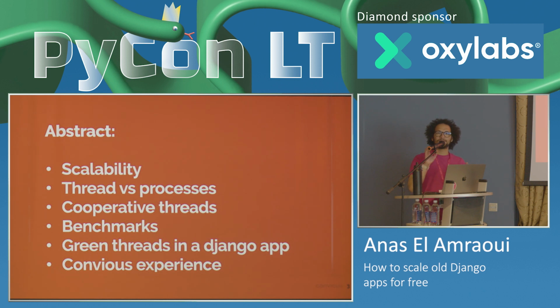So what are we going to talk about today? Scalability, how it's defined, how we can improve it, how threads and processes compare, what are cooperative threads, a bit of benchmarks for a proof of concept, green threads in a Django app, and the Comviews experience moving some service into green threads.